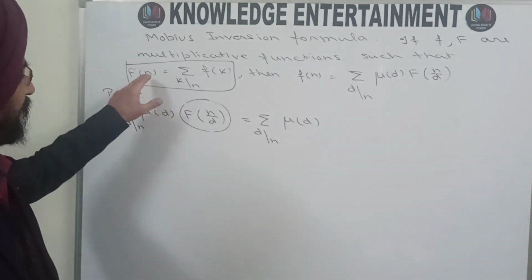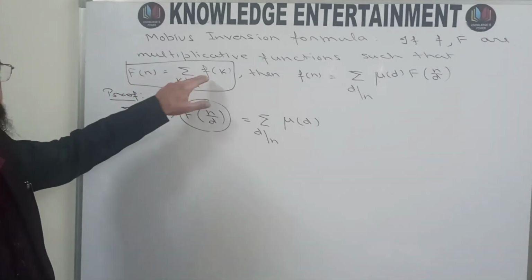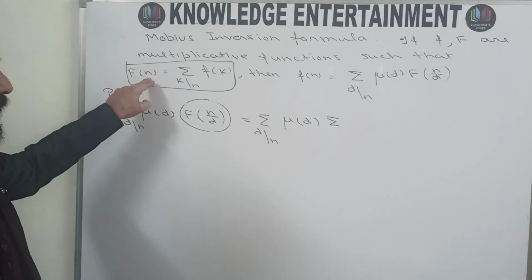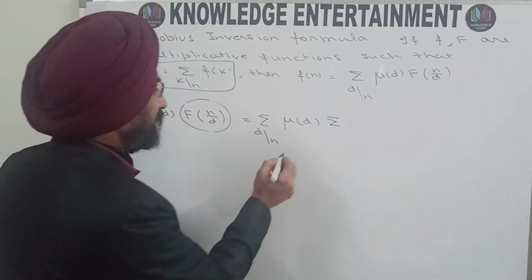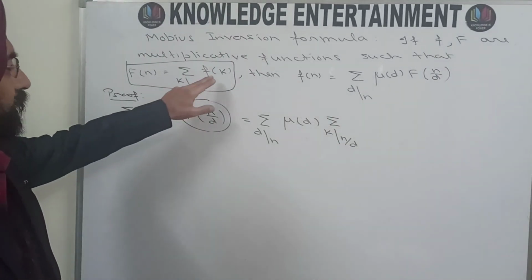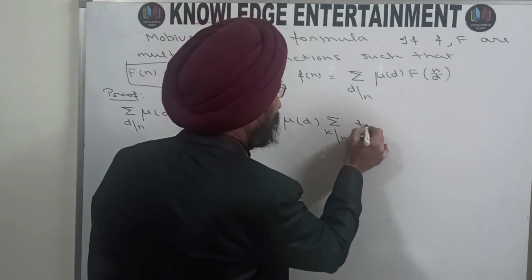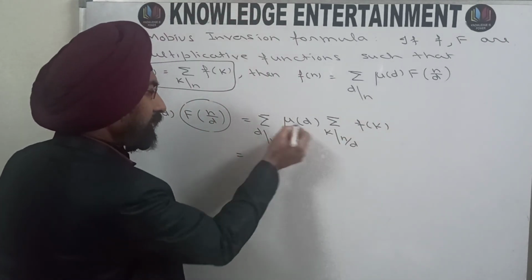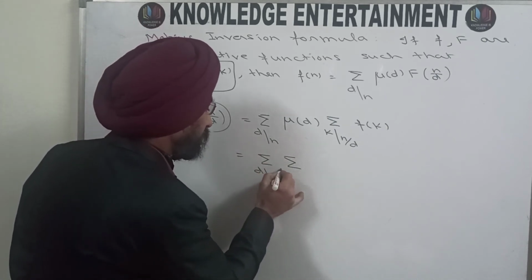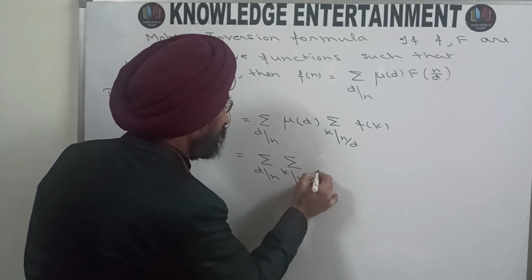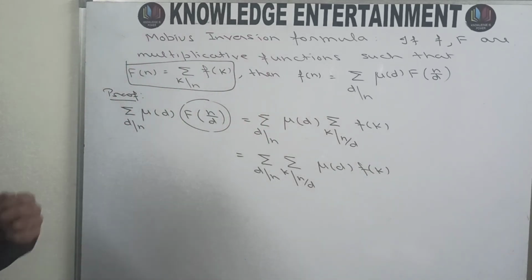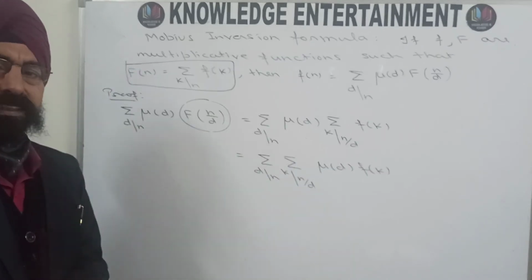So use this formula here and replace n by d. So what you are going to get, sigma. Earlier it was k divides n because it was n here, and now it is n by d here. So k divides n by d, and f of k. Now simply you collect both the sigma together. Sigma d divides n, sigma k divides n by d, mu d, f of k. And now look at this, d divides n and k divides n by d.